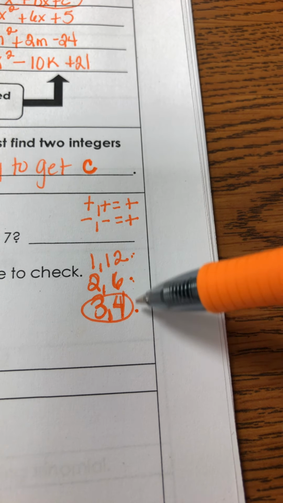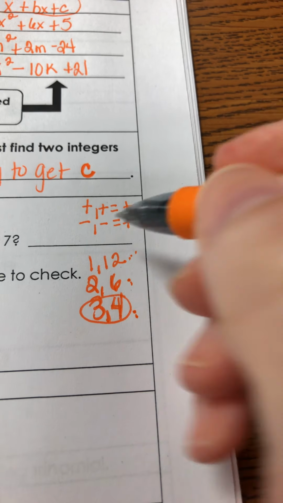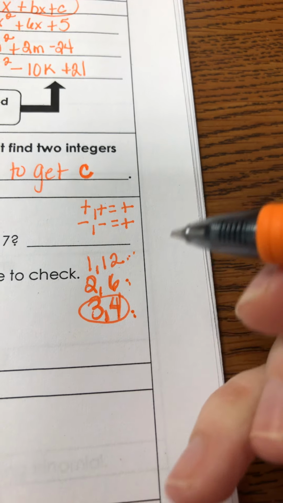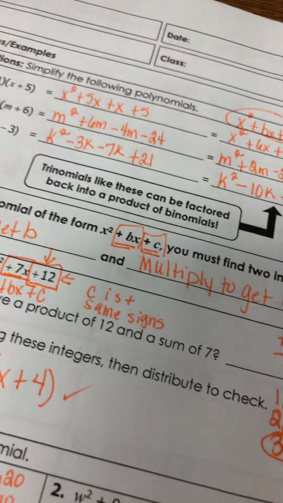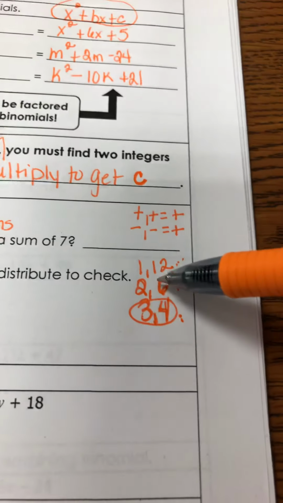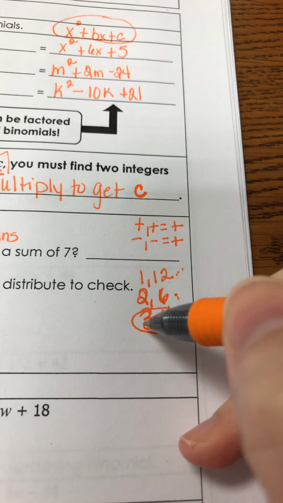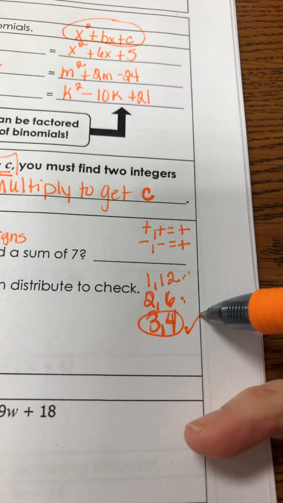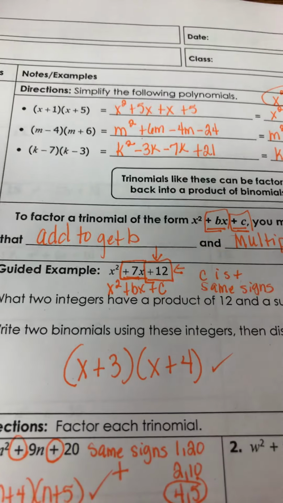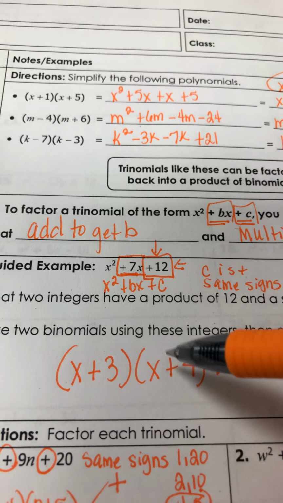So how do we determine which set of factors that we use? Well, that's going to be easy. We need to see which ones will add together to give me my middle term. Now, in this particular problem, if you'll notice, your middle term is 7. So 1 plus 12 is 13. 2 plus 6 is 8, but 3 plus 4 is 7. So those are the factors that I want to use. So the first thing that you should do is go ahead and draw 2 parentheses so that you'll have your 2 binomials ready to go.